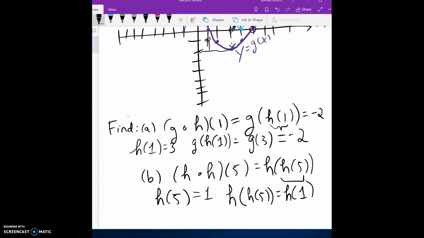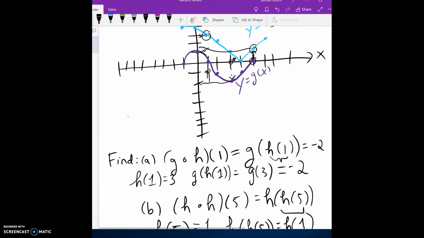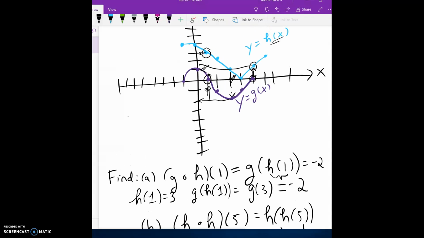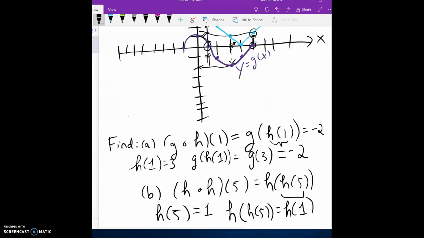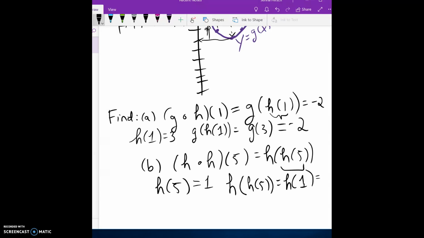Now we need to figure out what h of 1 is. So I'm going to go to 1 on my x-axis, which is over here, and figure out where my h function is. It's this blue function here. So when my x value is 1, that blue function hits when my y value is 3. So that means that h composed with h of 5 is the same thing as saying 3.